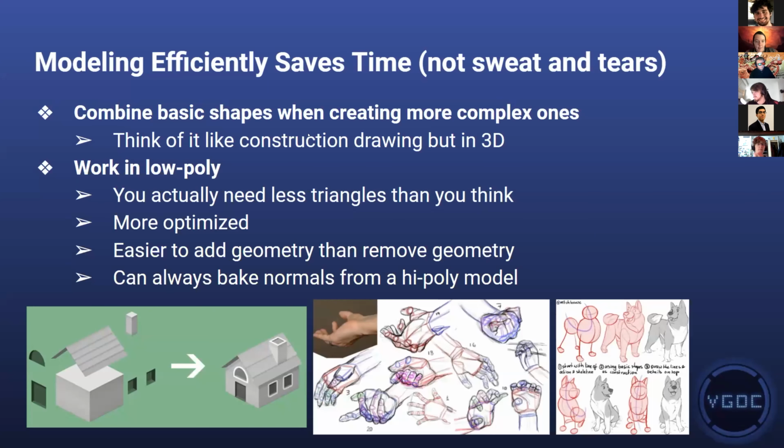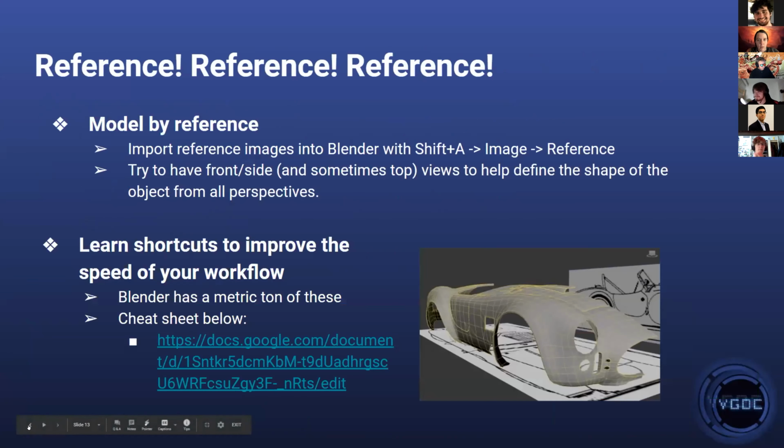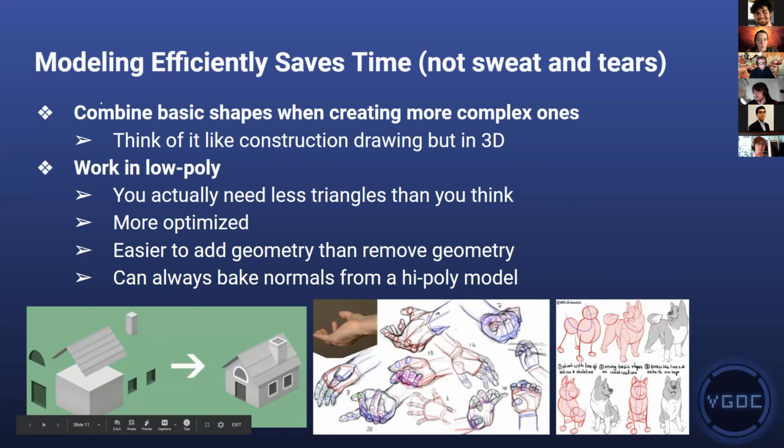All right. So first up is modeling efficiently saves time. Some basic things to do to model efficiently in 3D is, oh, hold on. You're going to want to basically use simpler shapes to combine to make more complicated models.